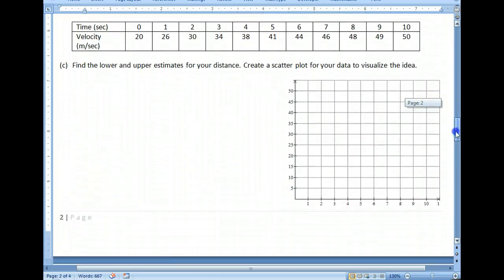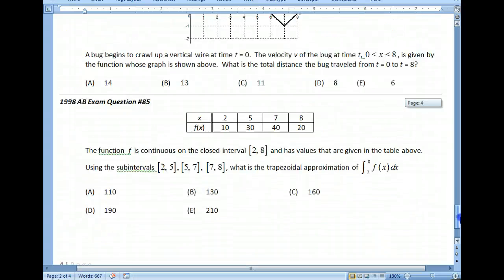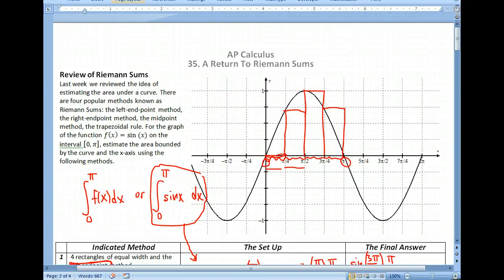Finish these problems for homework and study.